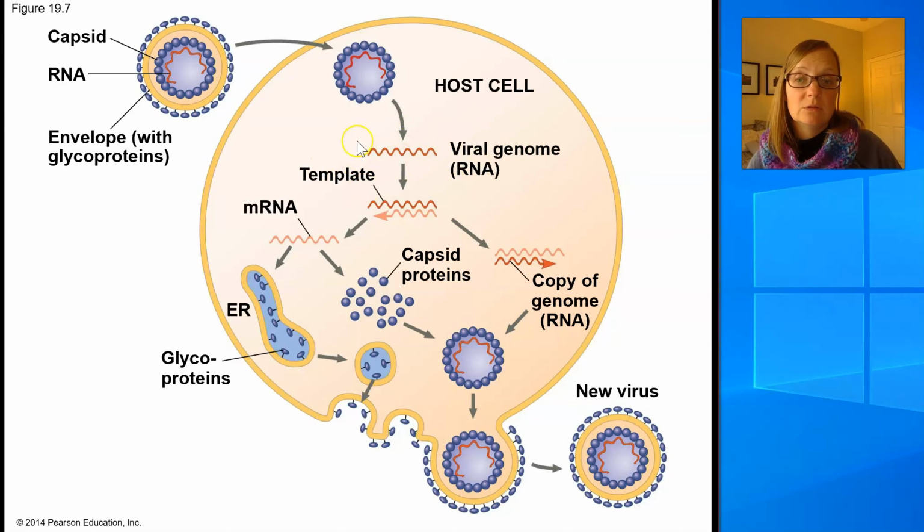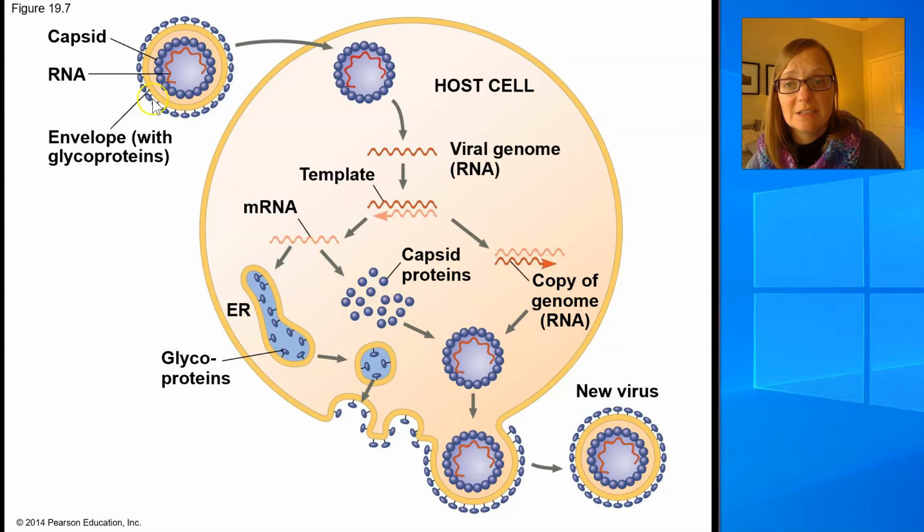So the cell will use this to make a template for making the mRNA. mRNAs are used to make proteins. There are two different kinds of proteins that need to be made for this particular animal virus, right? You've got to make the capsid proteins. These are typically going to be made using the free ribosomes inside the cell's cytoplasm.